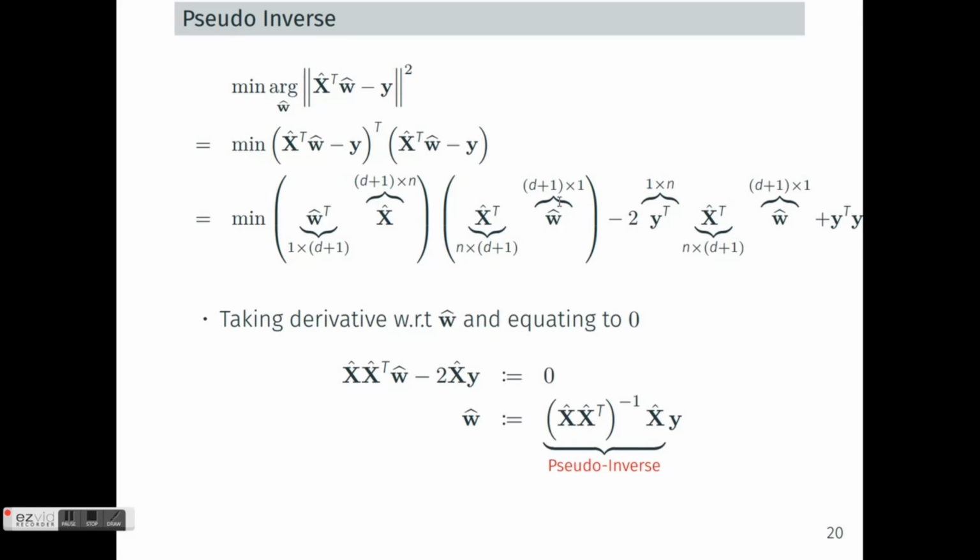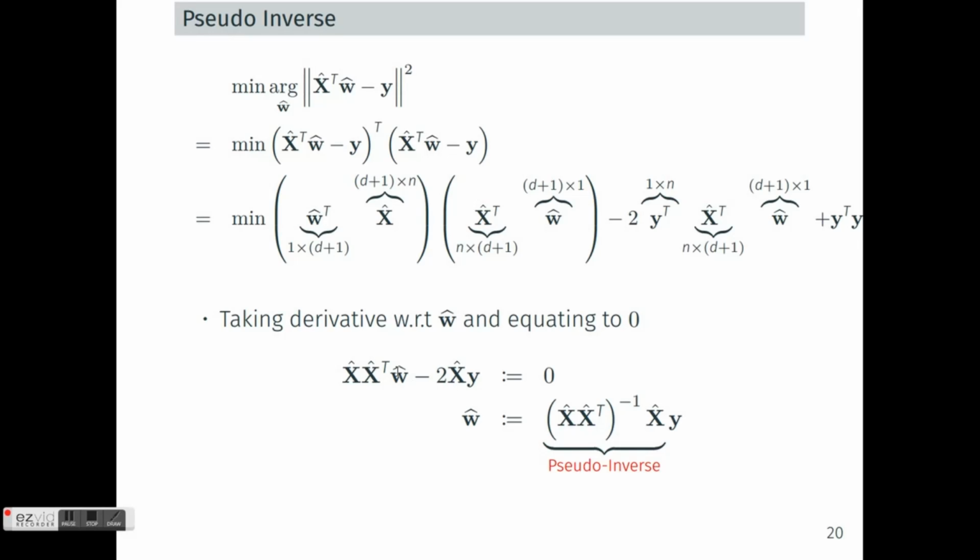Taking the derivative from calculus, we know that if we want to minimize an expression, we take the derivative with respect to the variable against which we want to minimize it, and then we equate it to 0. So taking the derivative with respect to the weight vector, this expression is reduced to the data matrix multiplied by the transpose of the data matrix into the weight vector minus 2 times the product of the data matrix and the observation vector.